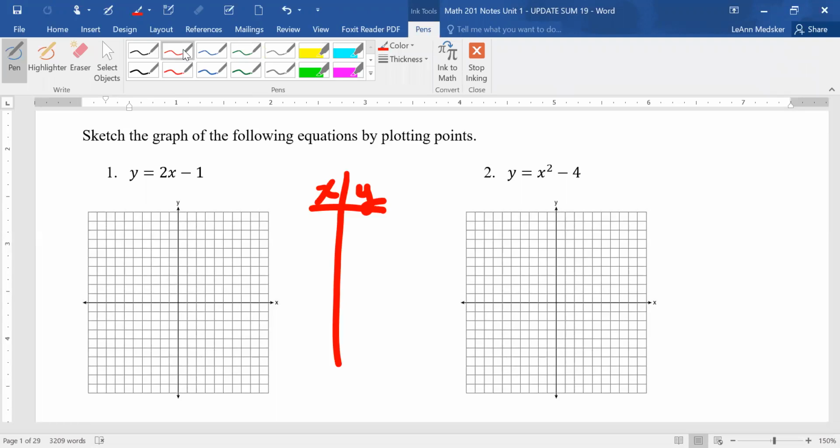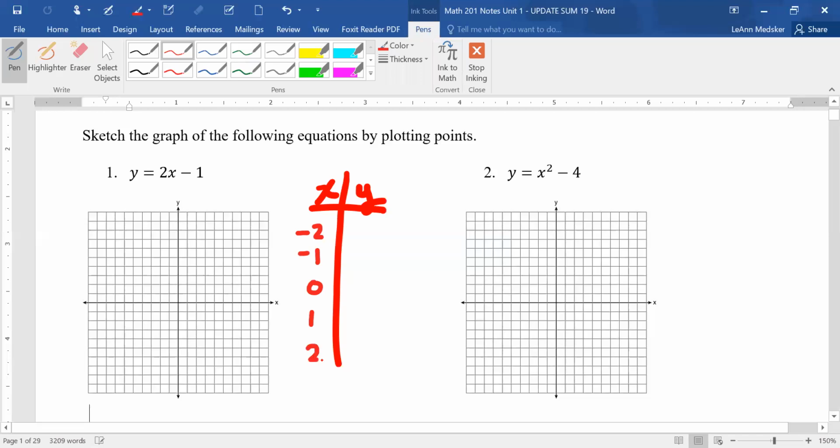And that pen is very thick, so let me fix that. Okay, so for example, if you know nothing about the equation, you can always start with the standard -2, -1, 0, 1, and 2. So we plug them into the equation and work them out. So 2 times -2 would be -4, minus 1 would be -5. 2 times -1 would be -2, minus 1 would be -3. 2 times 0 is 0, minus 1 would be -1. 2 times 1 is 2, minus 1 would be 1, and 2 times 2 is 4, minus 1 is 3.